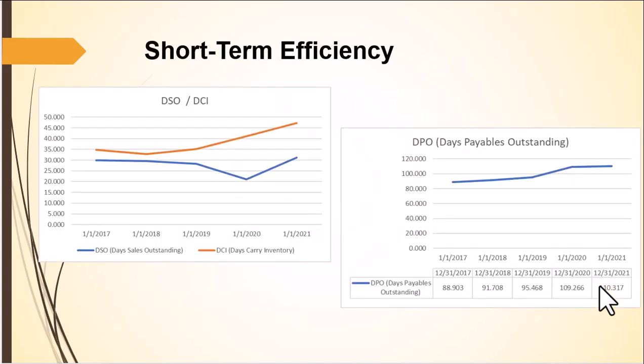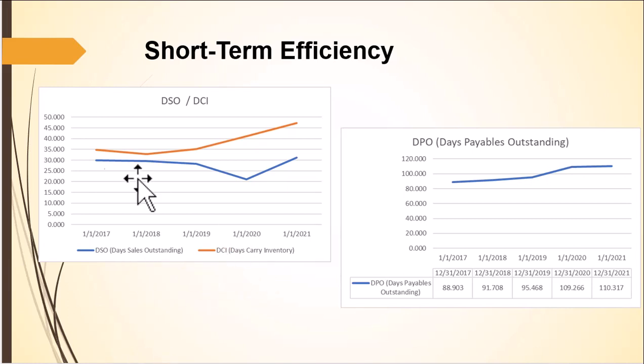So DSO and DCI, right? These are days sales outstanding and days carry inventory. Again, if the blue line is days outstanding, you see that it is fairly consistent, pretty much in the 30-day range. I think most people would say getting your money paid back to you in 30 days is a pretty good deal. So it works out well for us.